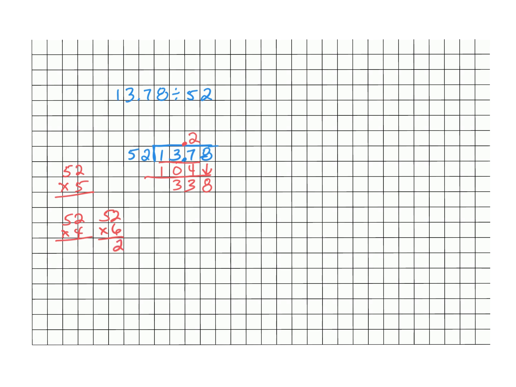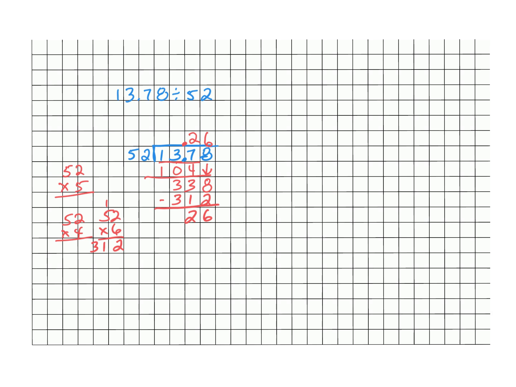2 times 6 gives me 12. Put down the 2, carry the 1. 5 times 6 is 30, plus 1 is 31. So I get 312. So 52 goes into 338 6 times, and that's equal to 312. Now I'm going to go through and subtract. I get a 6, and I get a 2, so I get 26.